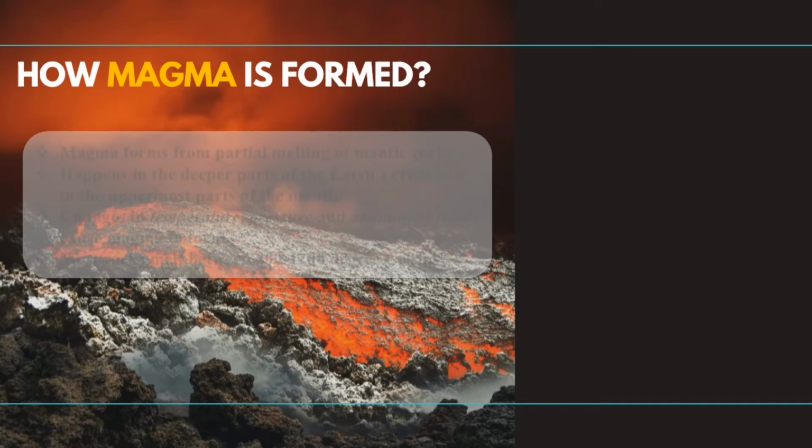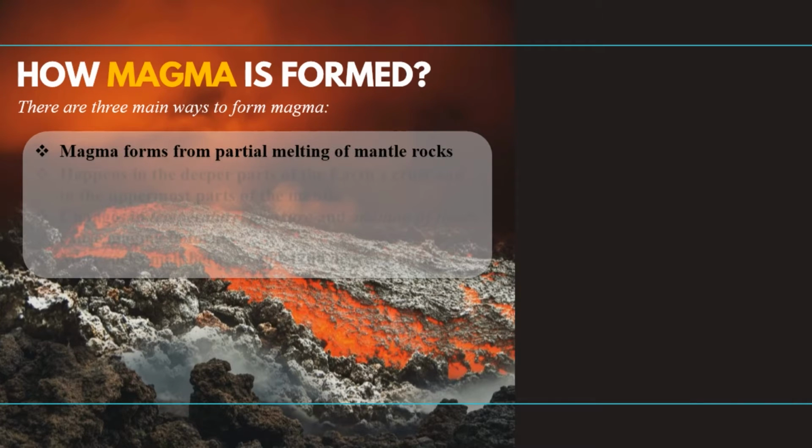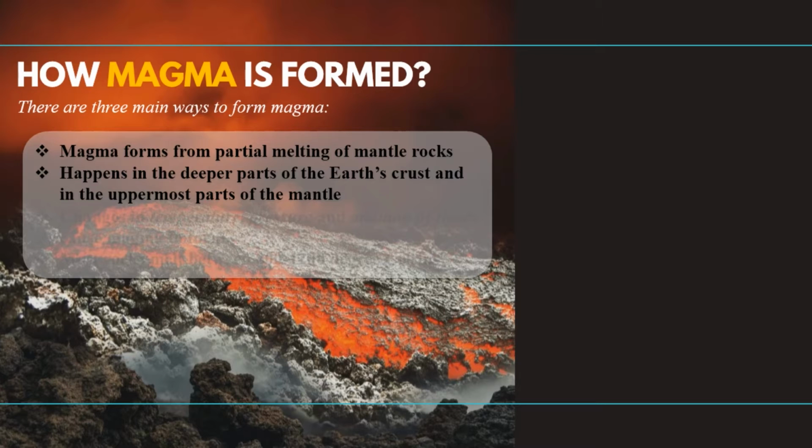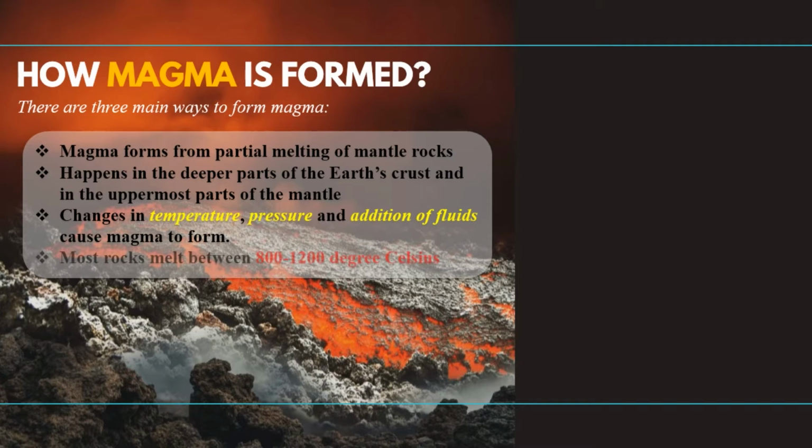It is also important that we understand how magma is formed. There are three main ways to form magma. Magma forms from partial melting of mantle rocks, meaning it is not totally liquid. It happens in the deeper parts of the Earth's crust and in the uppermost parts of the mantle because of changes in temperature, pressure, and addition of fluids that cause magma to form.